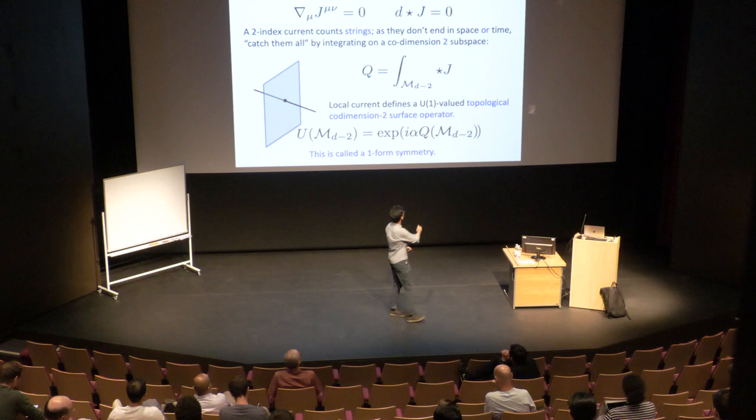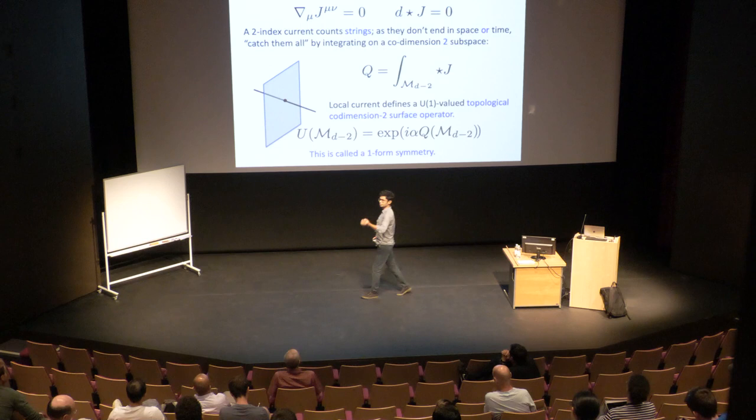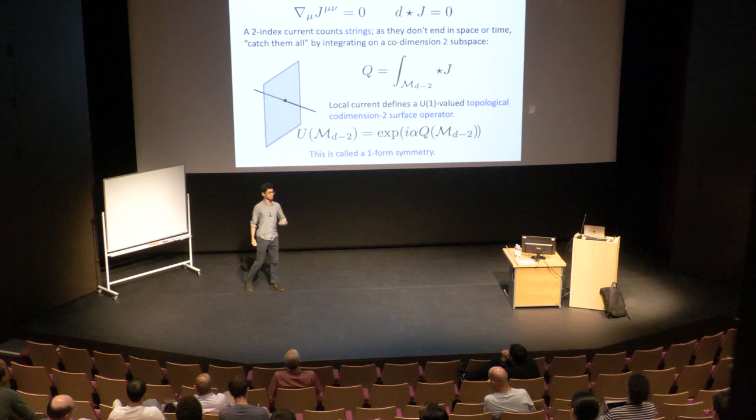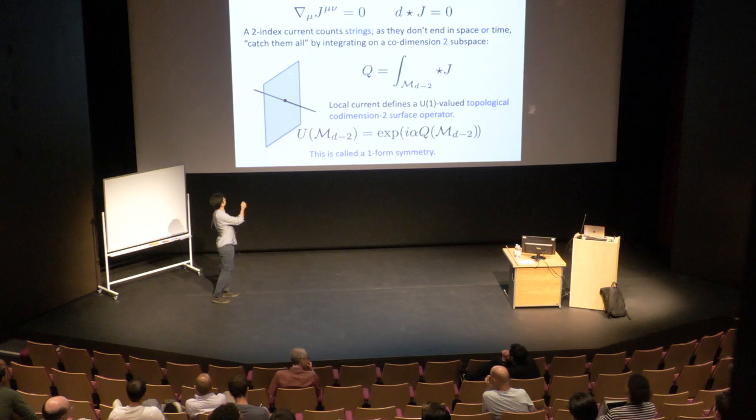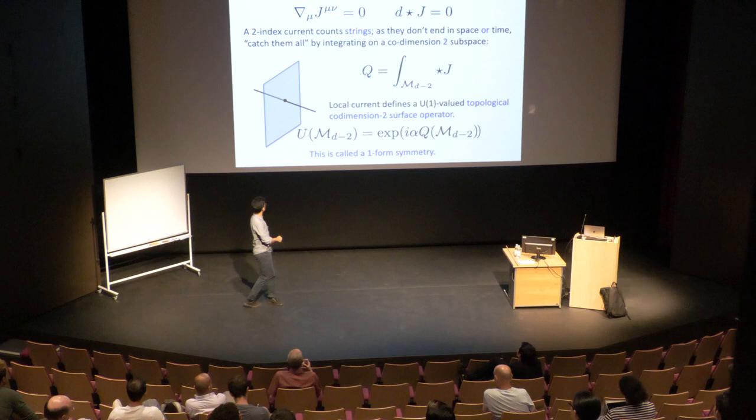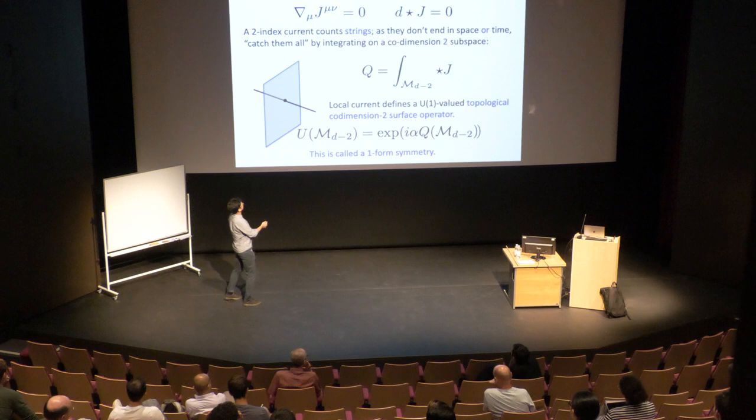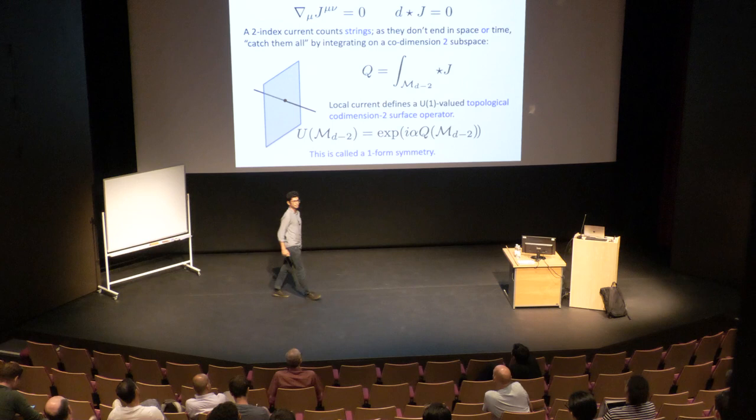This is the idea of a higher form symmetry. A higher form symmetry is the symmetry principle that results in a conserved string number rather than a conserved particle number. Okay? So again, this is a picture of this. This actually is the two-dimensional string world sheet, and this is actually the charge operator, to make the analogy precise. And in the same way as before, it's often helpful to exponentiate this and generate then a U1-valued topological codimension 2 surface operator.